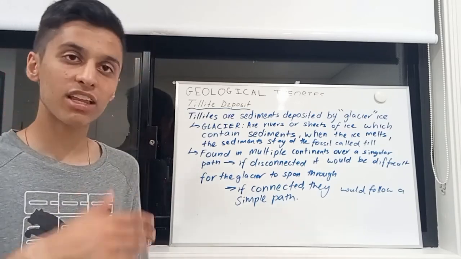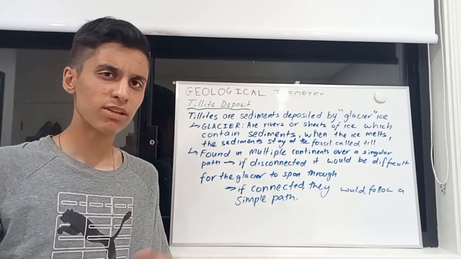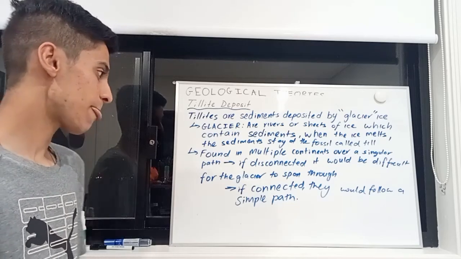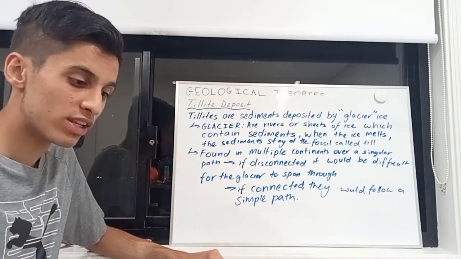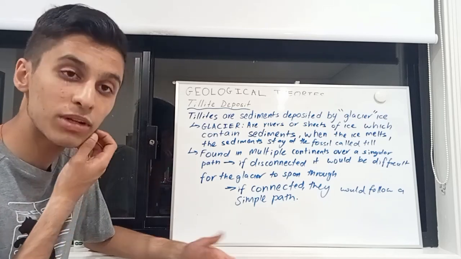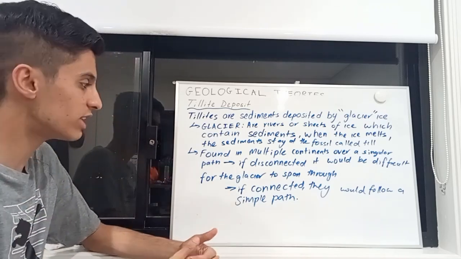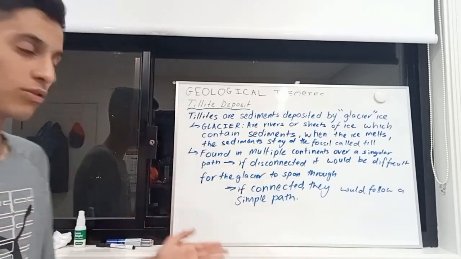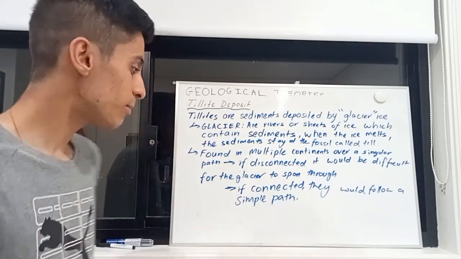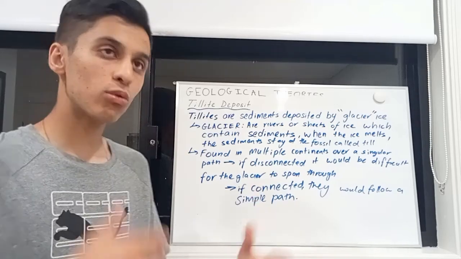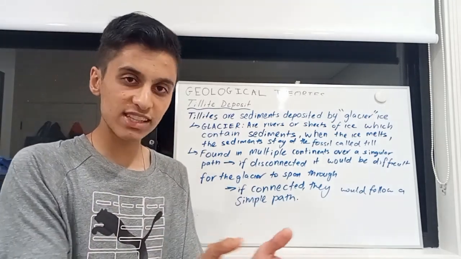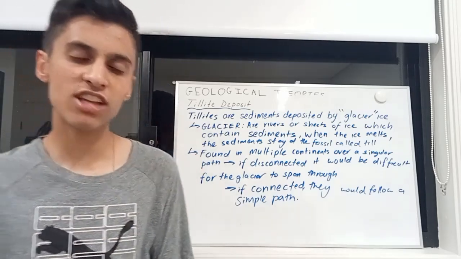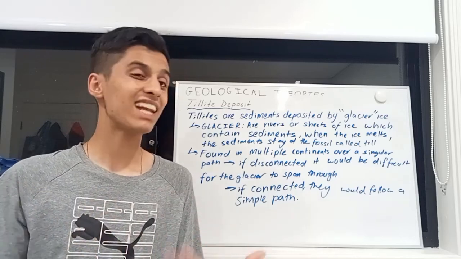So technically, it's like the fossil evidence with the Mesosaurus that I talked about before, but in this case, it happens with the movement of glacier ice. Now, these tillites, or sediments deposited from glacier ice, were found in multiple continents over a singular path. If these continents were disconnected, it would be difficult for the glacier ice to span all the way through. But if these continents were connected, all the tills would follow a simple path, and it would make much more sense. And hence, this also suggests that the continents were in a way connected at one point.